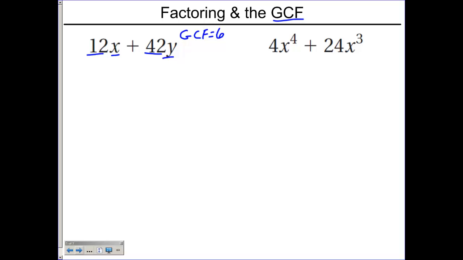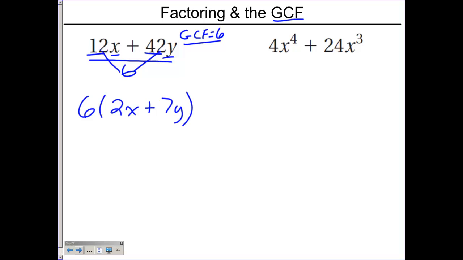So what I'm going to do is divide a 6 out of both. So I'm going to bring my 6 on the outside of my parentheses, so I'm undistributing basically. And 12 divided by 6 gives you 2x, and 42 divided by 6 gives you a positive 7y. And using the GCF of 6, we've now factored that out into 6 times (2x plus 7y). So when we say factoring, we're asking what did it look like before we distributed the number on the outside, and that's the answer. Over here on the right side, we've got to find the GCF for this.